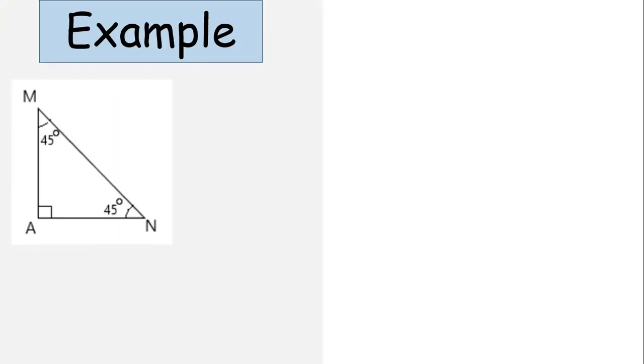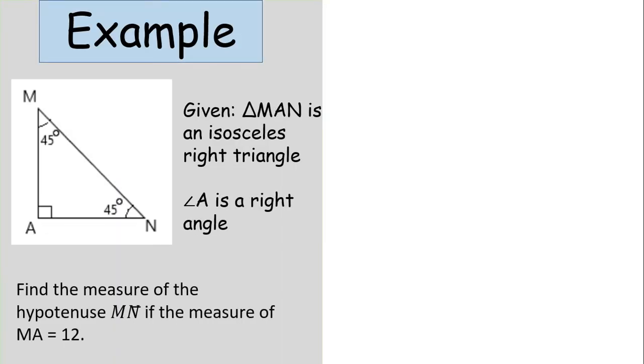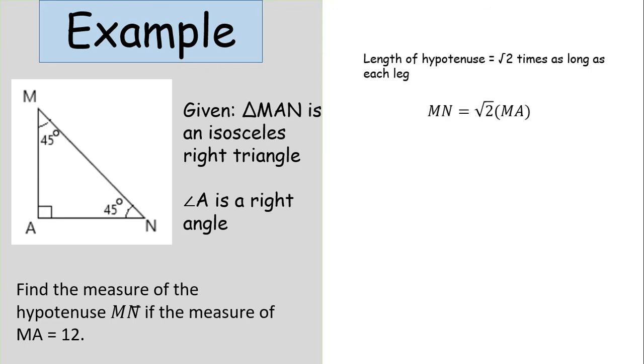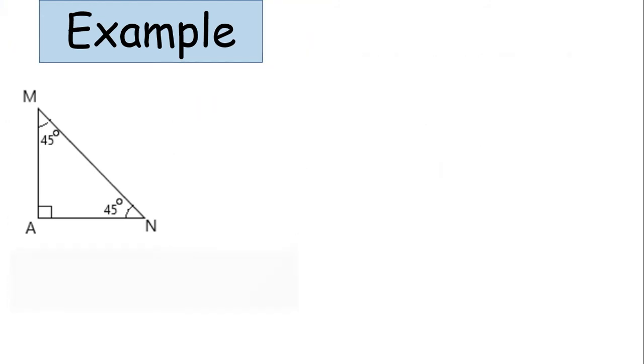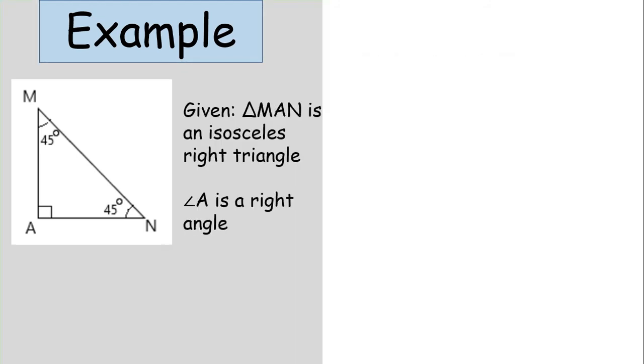So, example tayo. Dito, given yung ating one measurement of the leg. MA is equal to 12, kaya yung AN din natin is also 12. Ang sabi dito, yung length ng hypotenuse natin is square root of 2 times as long as each leg. Kuha lang tayo ng leg dyan, tapos times lang natin siya sa square root of 2. Kaya, ang MN natin is equal kay 12 square root of 2. Another example. We have triangle MAN as an isosceles right triangle.